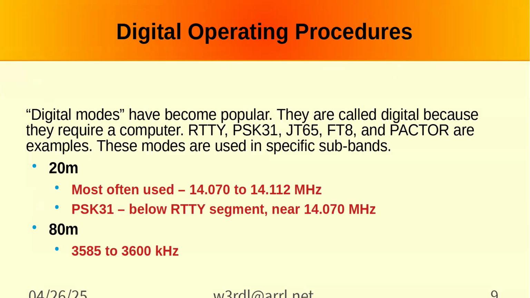So a lot of these use some specific subbands. FT8 on the 20 meter band is 14.074. On the 40 meter band, it's 7.074 plus 3 kilohertz. I don't remember what it is on the other bands. It doesn't come out a nice number, although on 10, it might be 28.074. I'm not sure.